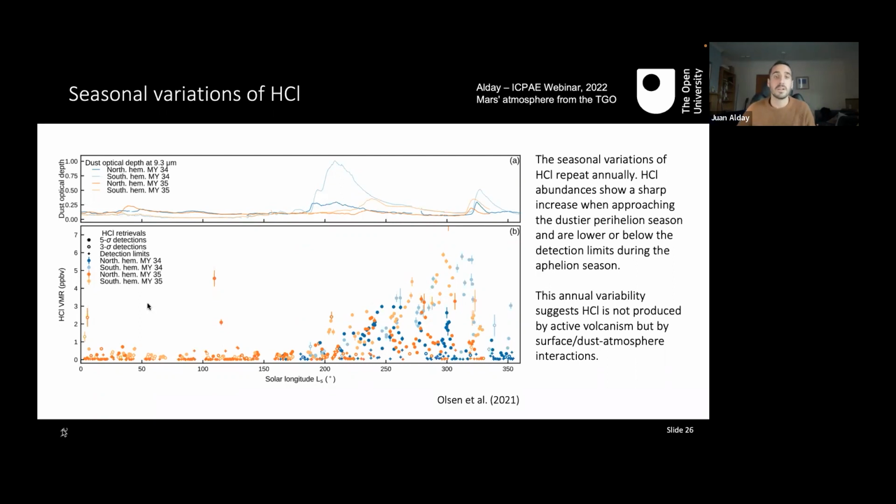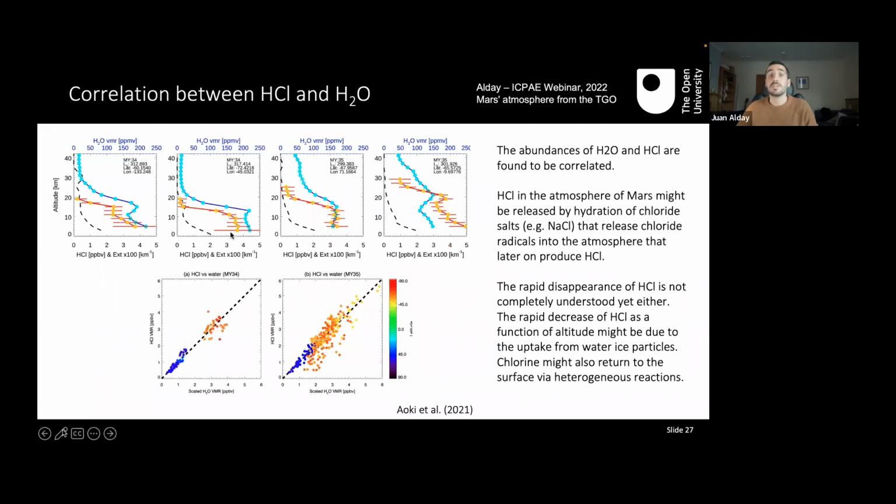Gas Orbiter. So from looking at these seasonal variations, what we can say is that they repeat every year, and therefore they are not caused by volcanism, because we would not expect volcanism to create these kinds of seasonal variations. So instead, it could be some kind of surface-dust-atmosphere interaction that could be producing this chlorine in the atmosphere.